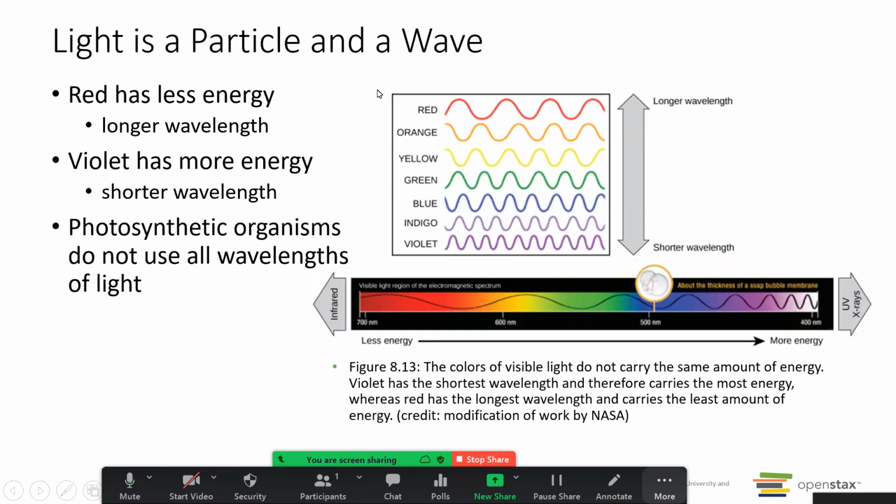All right, so this shows the types of visible light, the different wavelengths, and you can see that red has a much longer wavelength. That is the distance from one peak to the next. It's a lot longer than blue and indigo and violet. Shorter wavelengths mean more energy. Longer wavelengths mean less energy. Okay? Photosynthetic organisms don't use all of these wavelengths.